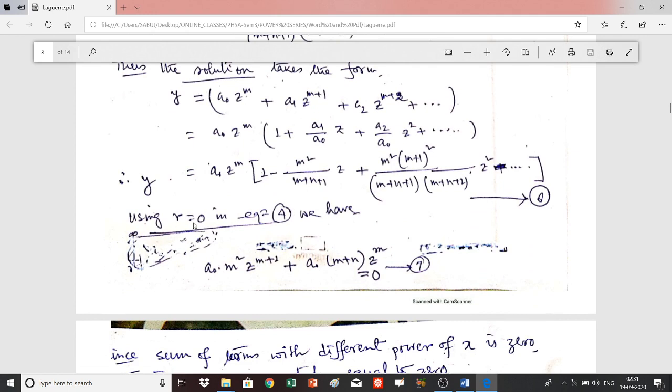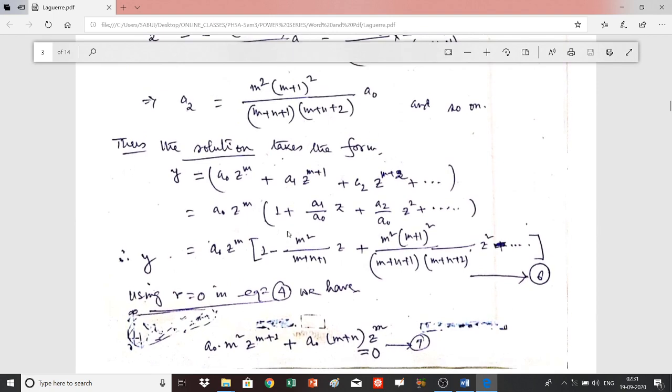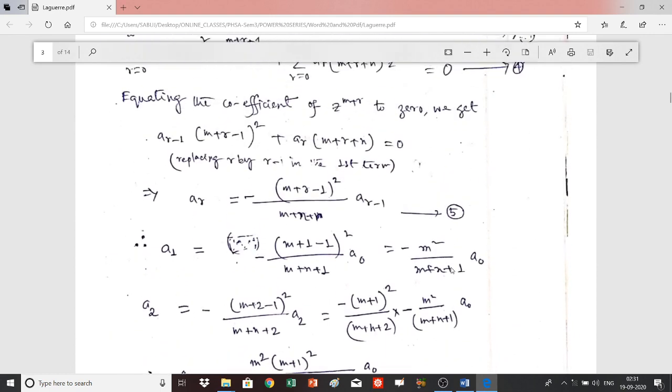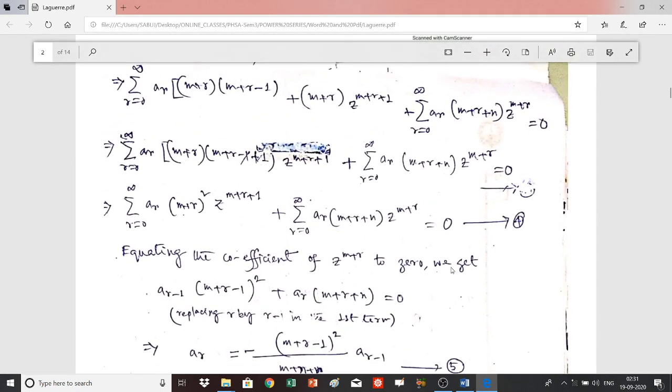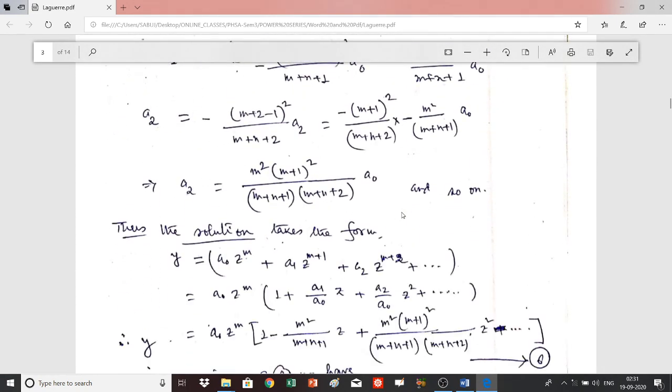Now use r equal to 0. Go to some previous slide, that is here in this expression. In this expression, a(r) (m+r) whole square z to the power m+r+1, and this. If you use r equal to 0, that will give you a0 m square z to the power m+1, and this will give you a(r) into (m+r+n) and z to the power m. And it is written here.